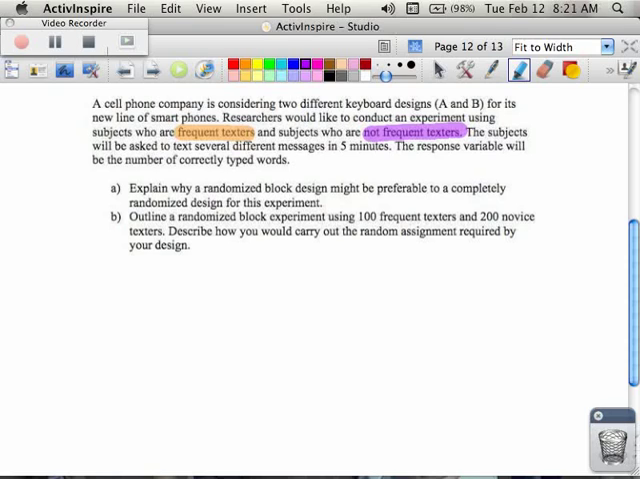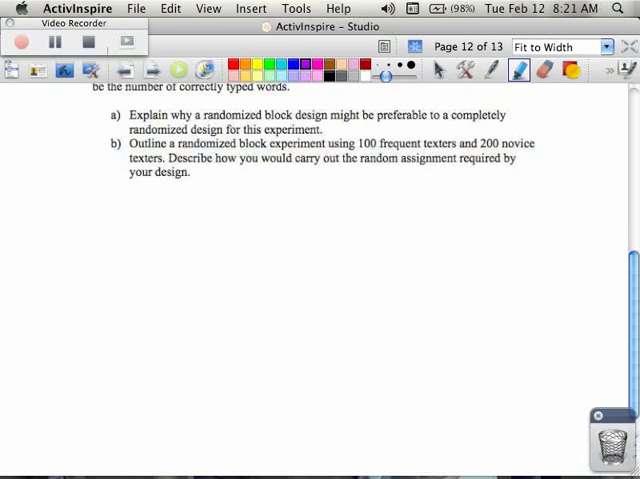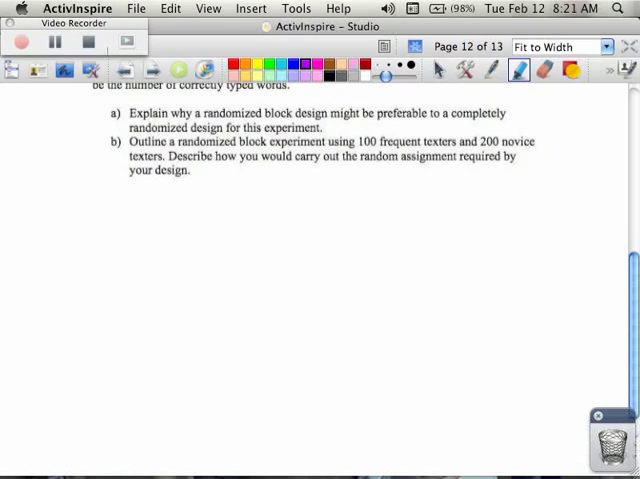In part A, why do we want to use a randomized block design instead of just a completely randomized design? Okay, autocorrect, maybe there's autocorrect. What else? Anybody else? Okay, so non-frequent texters are slower.